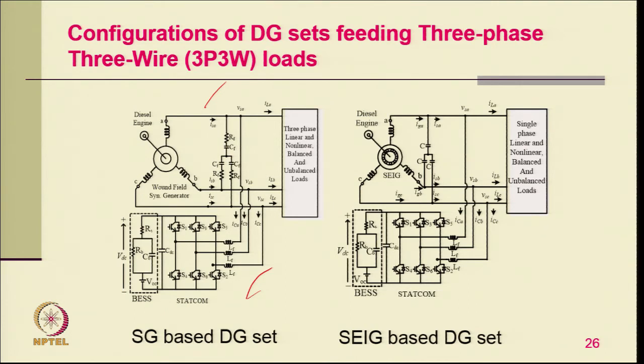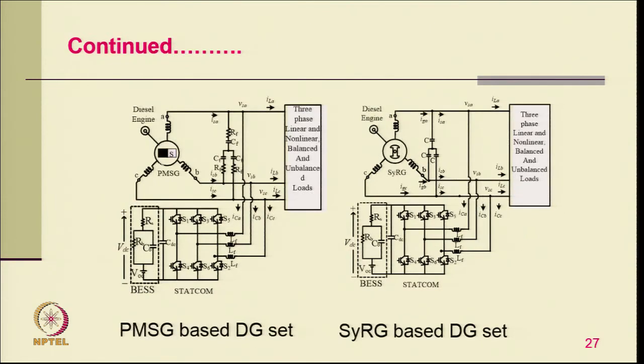Similarly, you can have a self-excited induction generator also. Here the voltage has to be regulated, as well as the frequency can be regulated with the help of this battery energy storage system, because it can store the energy as well as give energy back to the system. Then similarly, you have the battery along with the conversion with the permanent magnet synchronous generator as well as the synchronous reluctance generator.